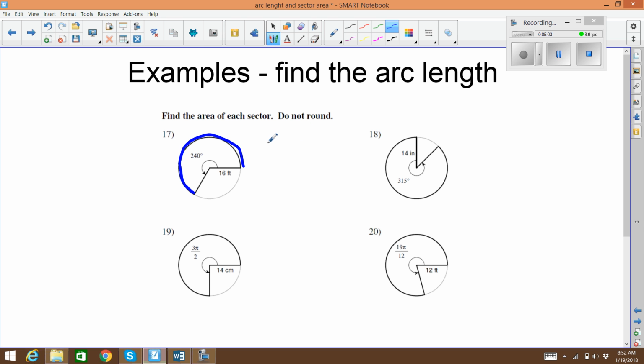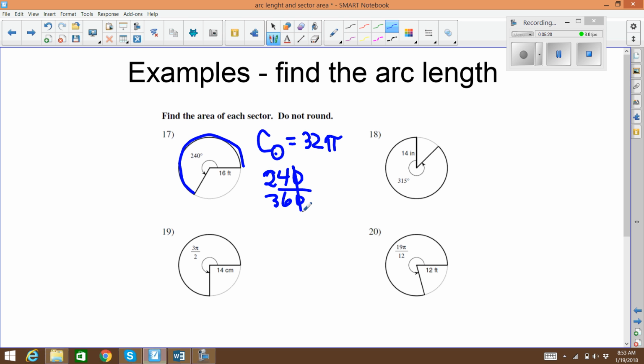So the circumference of the circle is 32 pi. I hope I don't have to explain that. In fact, I explained it during assembly last year. To find the percentage of the circle we're talking about, we could say, what is 240 over 360?